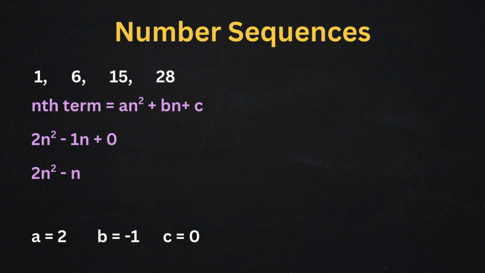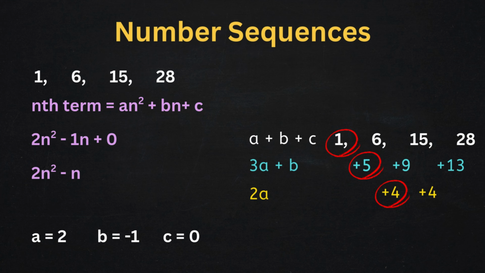That's your final answer, but do remember, the bottom term is 2a, the middle term is 3a plus b, and the top term is a plus b plus c. Got it? Perfect. So how do you recognize if it's quadratic? Of course, we look for the second difference being constant. Okay, let's do another example.